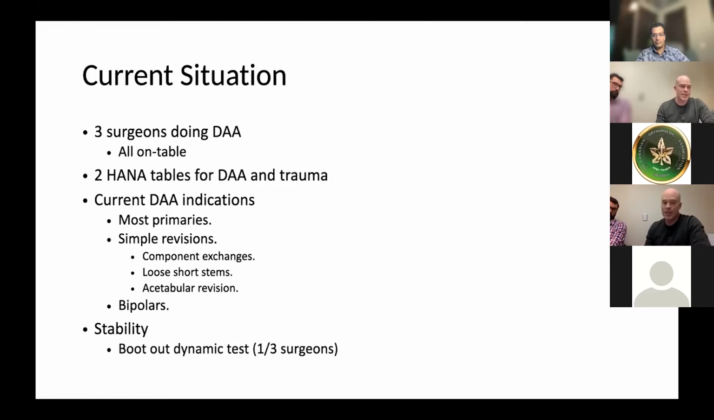As far as the stability assessment, I think I'm the only one still doing this these days, but taking the boot out of the spar and doing a traditional dynamic test makes me feel better. I don't think it's actually necessary. I think it's more for me than anything else, but it makes me sleep at night. So there we go.